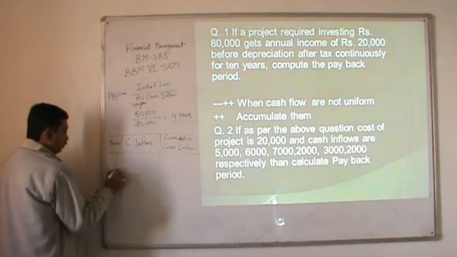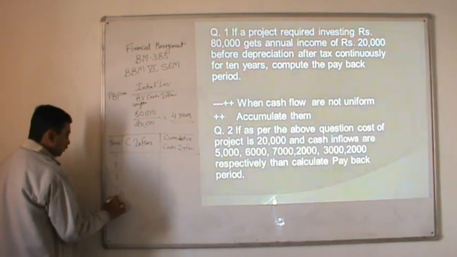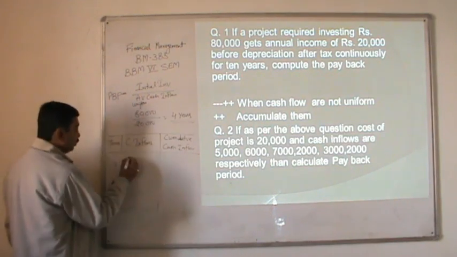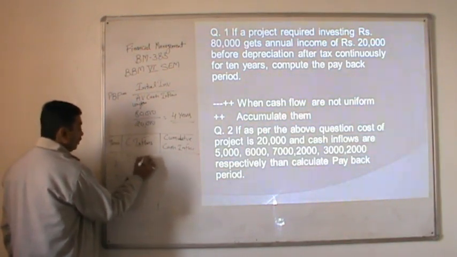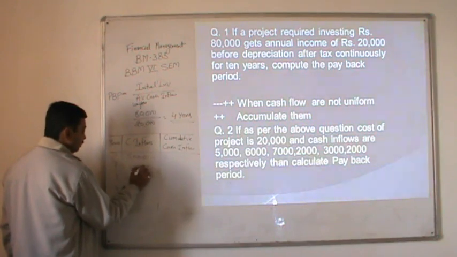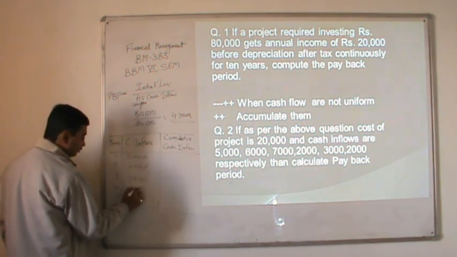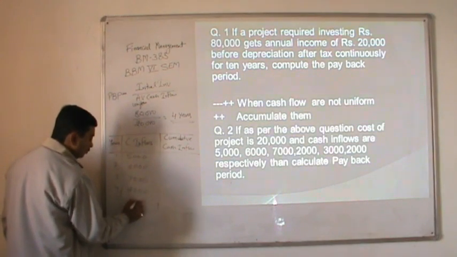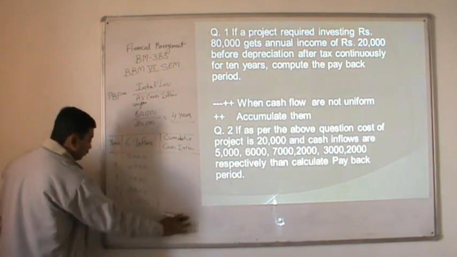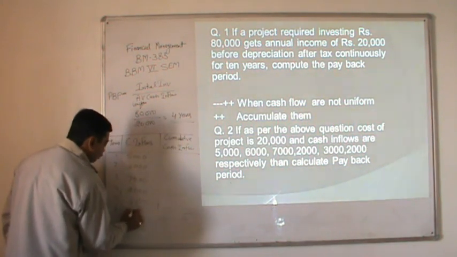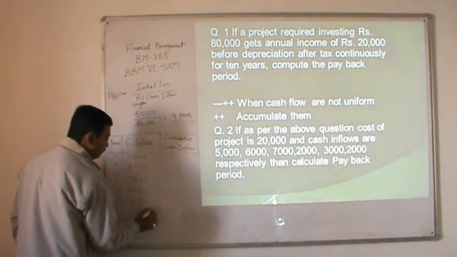So there are 5 years of cash inflow which have been given to us. The first year's inflow is 5,000, then 6,000, 7,000, 2,000, 3,000, and there is one more year, the 6th year, for which we have 2,000 as a cash inflow.